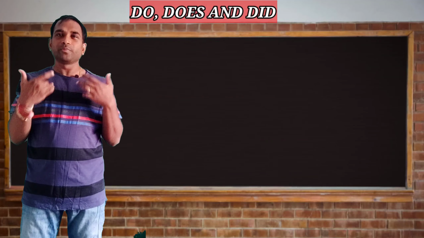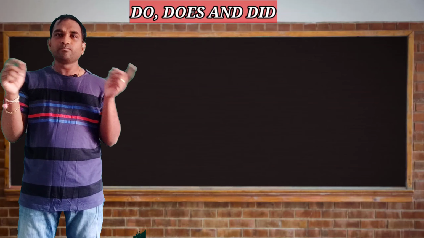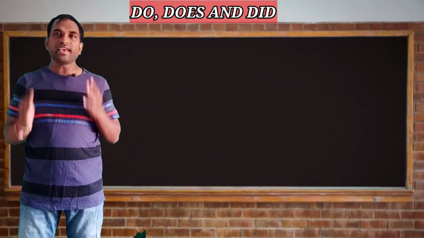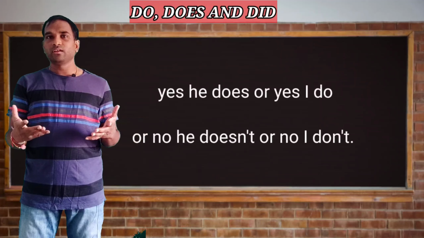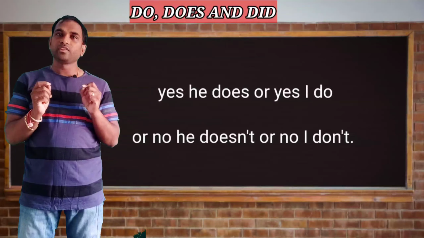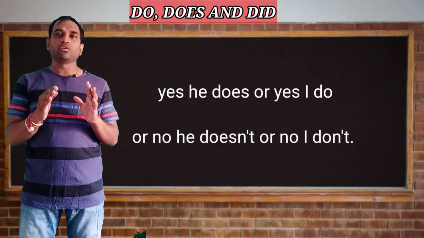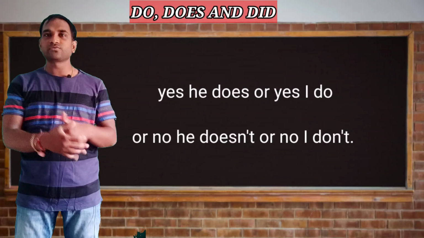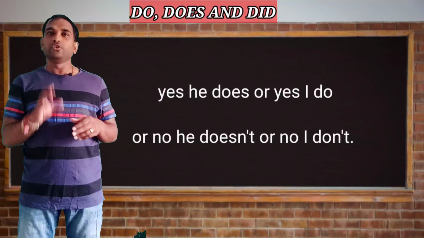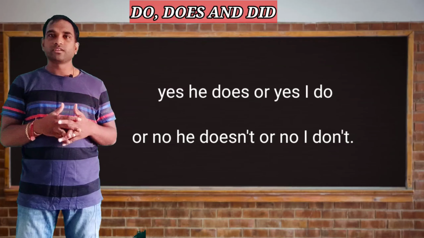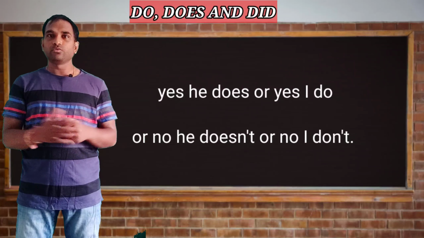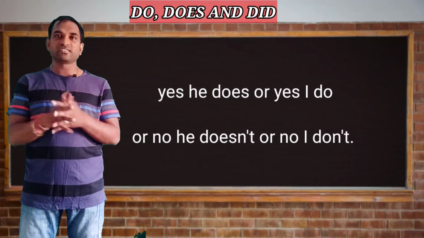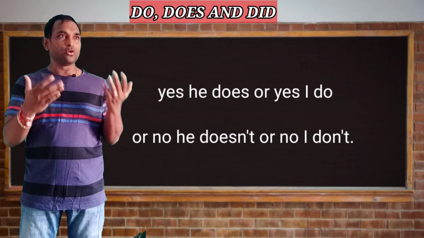Also answer the simple present tense sentences in simple terms by saying, yes, he does. Yes, I do. Or if not, we can say, no, he doesn't. Or no, I don't. These are the answers for the above questions. If I say, do you go to temple? No, I don't. Do you like cricket? Yes, I do. Does he watch movies? Yes, he does. If not, no, he doesn't.